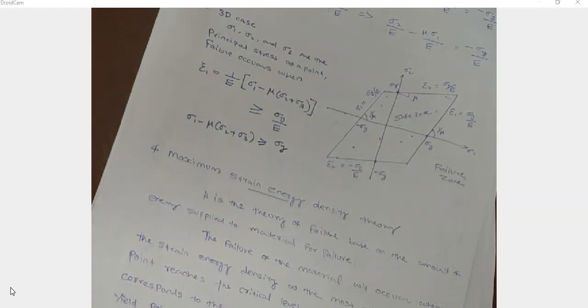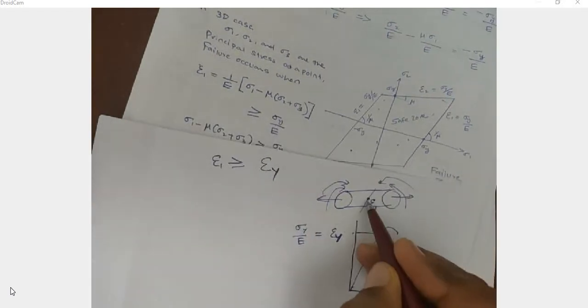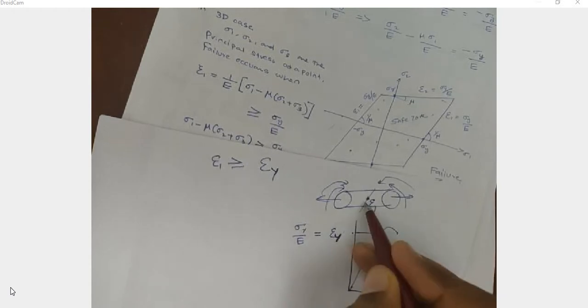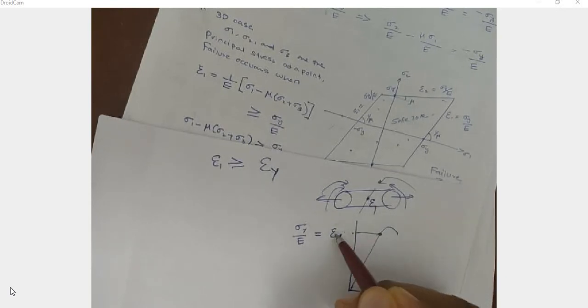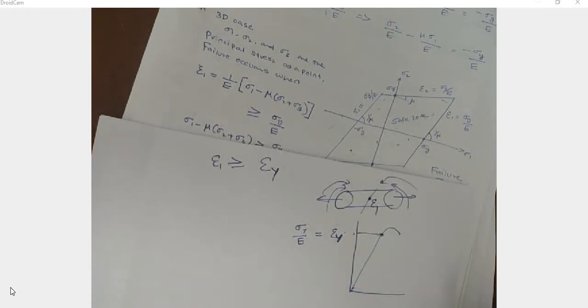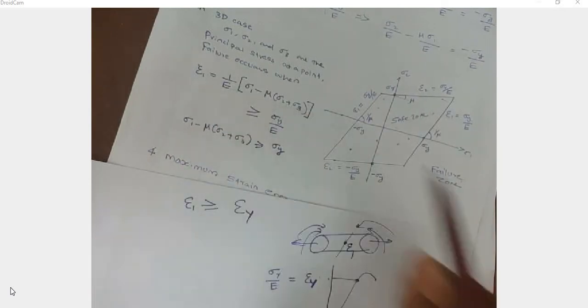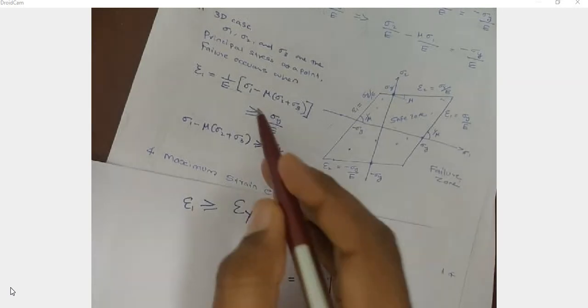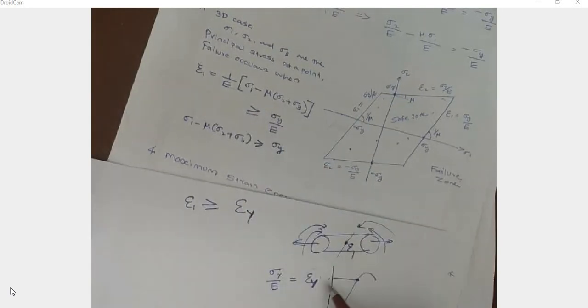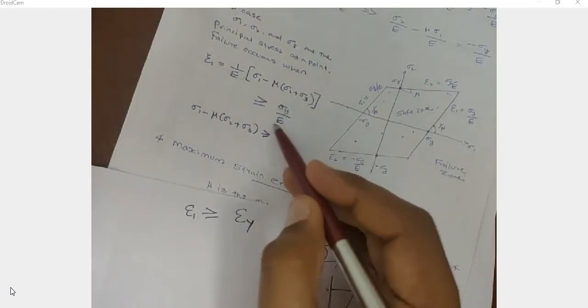So that is the third theory. According to this theory, at any point on the body there will be a principal strain or maximum normal strain, and if this normal strain is greater than the strain corresponding to the yield point, then there will be a failure. So that is written here in case of 3D. This is the strain developed at this point: 1 by E into sigma 1 minus mu into sigma 2 plus sigma 3. And if it is greater than or equal to the strain corresponding to yield point, that is sigma y by E.